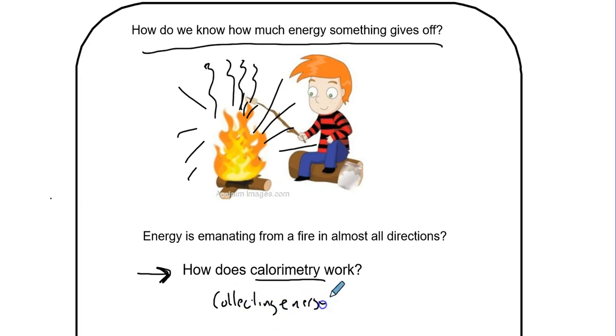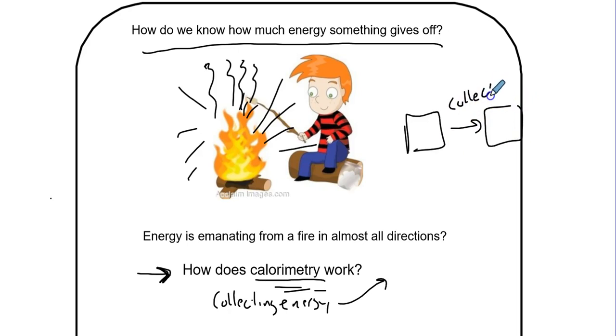Now we're going to just talk a little bit about transfer of energy in this video, and then we'll go more to the math side of it, and eventually we'll circle back around to actual calorimetry. So again, energy transfers from one object to another object is how we collect that energy. That's what they're going to do. Calorimetry is really the collection of energy.